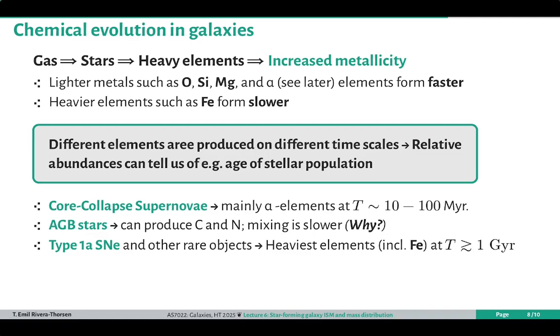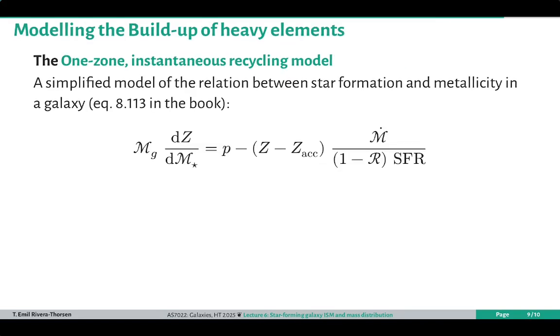Finally, type 1a supernovae and other rarer objects are responsible for producing some of the very heaviest elements, including iron, but also heavier than that. But this happens at much later times, at timescales from about 1 gigayear and onwards.